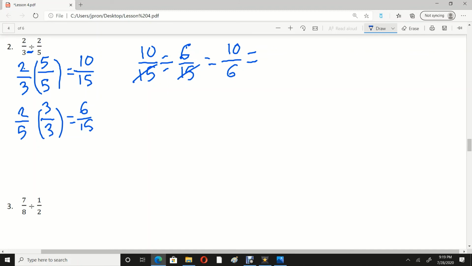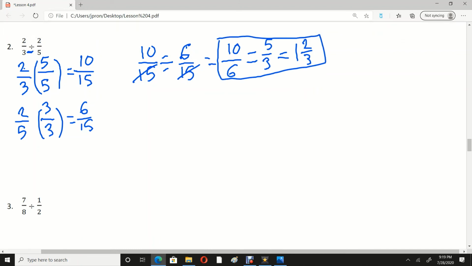They're both even numbers, and when they're both even numbers, we can divide them both by 2. So 10 divided by 2 is 5, 6 divided by 2 is 3. That's just to say that 10/6 is equal to 5/3, which is also equal to the mixed number 1 and 2/3. 3 goes into 5 one whole time with 2 as a remainder. So any one of these is technically a correct answer. I would prefer to see it as 5/3 rather than 10/6. Or if you answered it as 1 and 2/3, that's also acceptable.